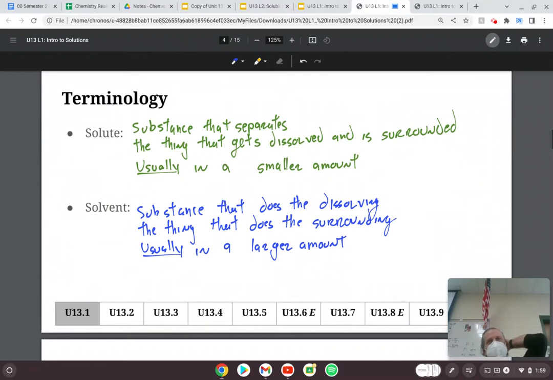And sometimes chemists or scientists will refer to something as being the universal solvent. That looks like a V. Try to fix that.